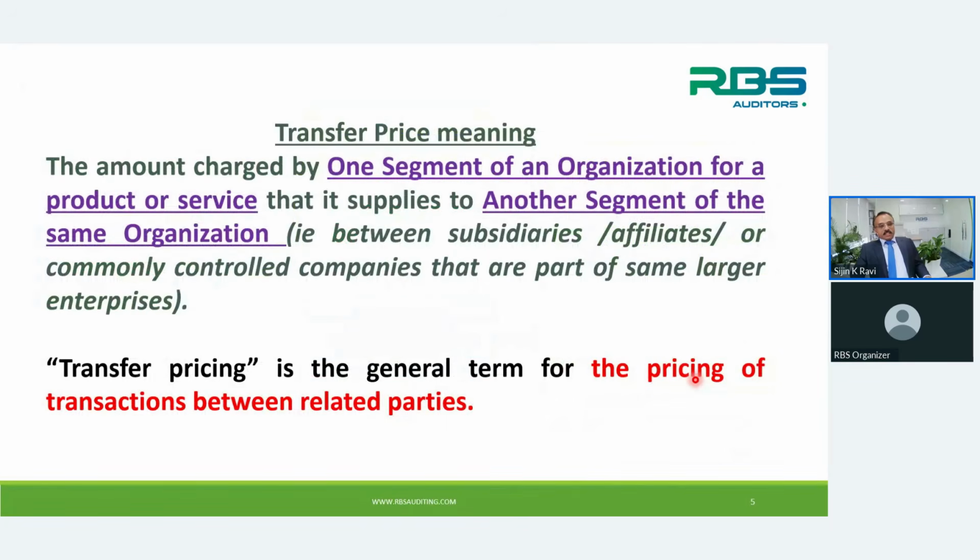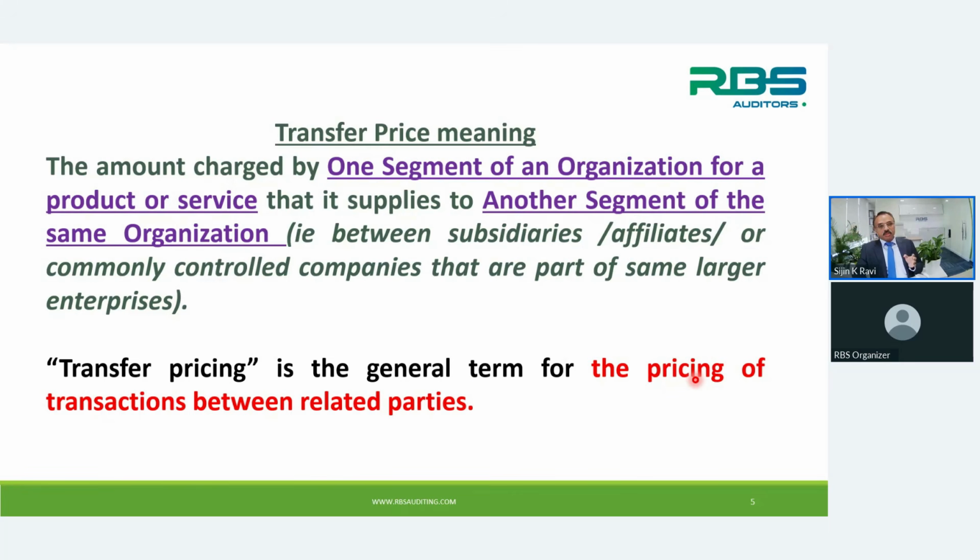So let us see what exactly transfer price is. Transfer price means one segment of the organization supplies a product or service to another segment of the same organization, like a subsidiary, affiliate, or commonly controlled company. Whatever amount is transferred to the different related parties, that price is called a transfer price. So in general terms, it means the price between related parties.